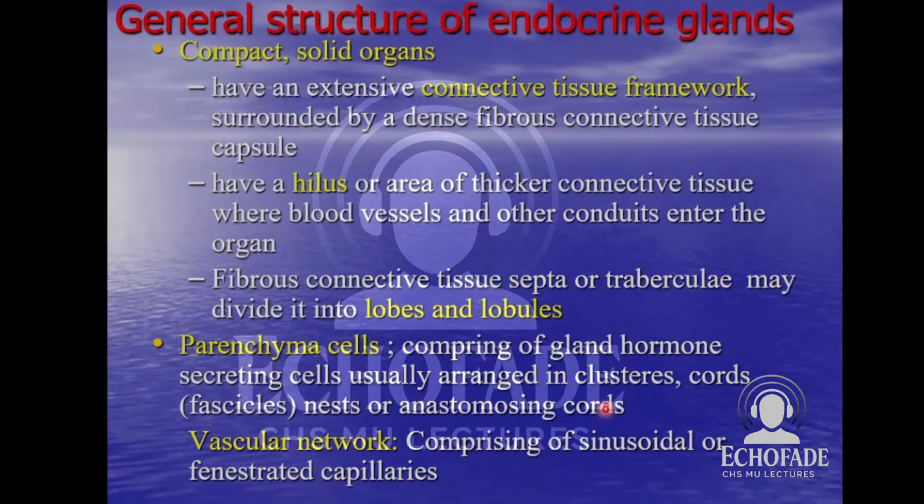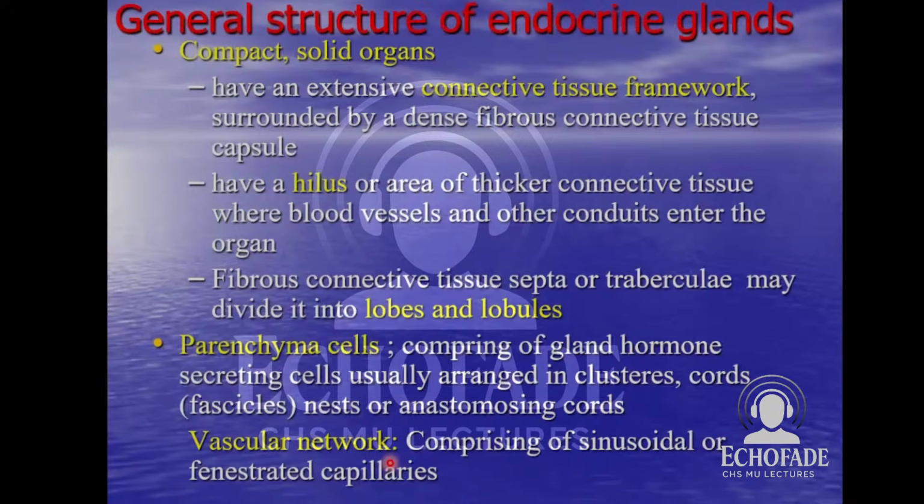So we have a very well vascularized network of blood vessels, and this comprises sinusoidal capillaries or fenestrated capillaries. Because the hormones being released are very large, they cannot pass through a continuous capillary. Those which are smaller will pass through fenestrated capillaries, because they have window-like apertures that allow the passage of the hormone into the blood vessels for onward transport to the target organs.